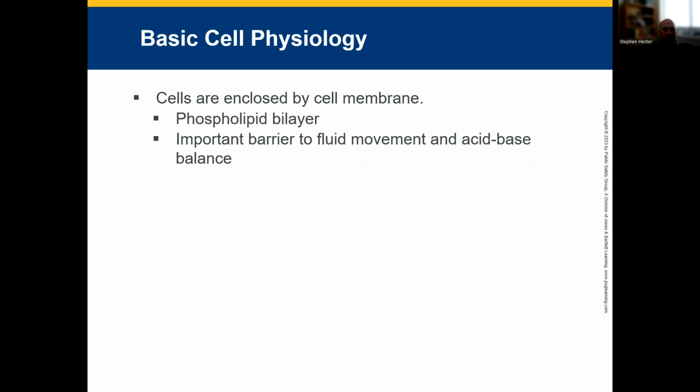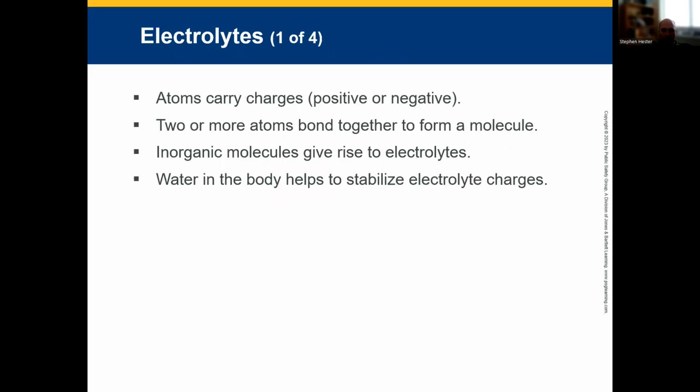All right, cells are enclosed by a cell membrane, the phospholipid bilayer. Compounds are allowed to move through the cell membrane to enter a cell. There is selective permeability there, and it's composed of a phospholipid bilayer, which is an important barrier to fluid movement and acid-base balance.